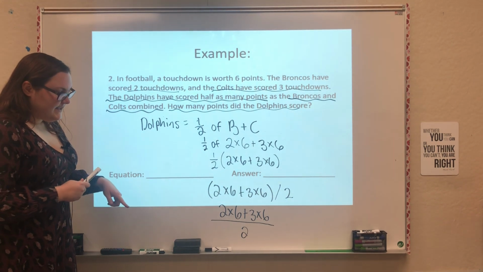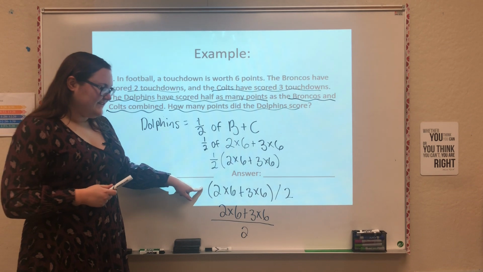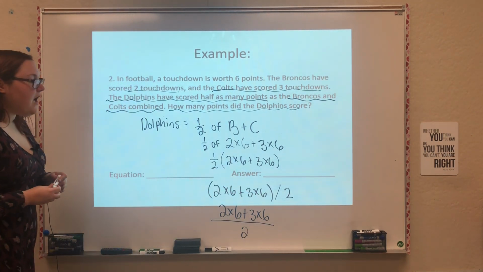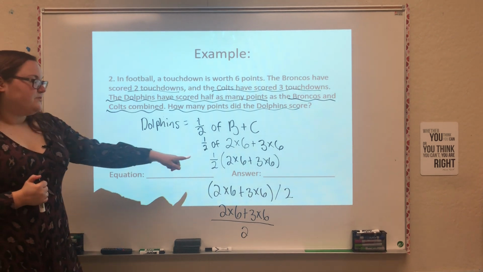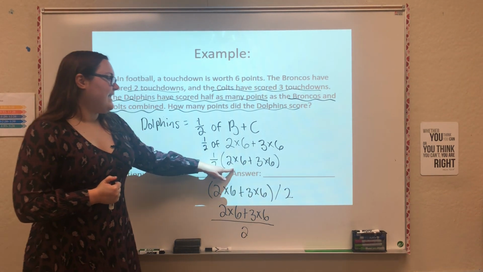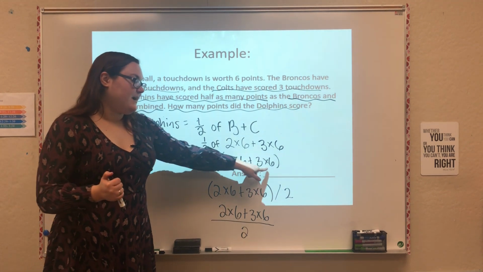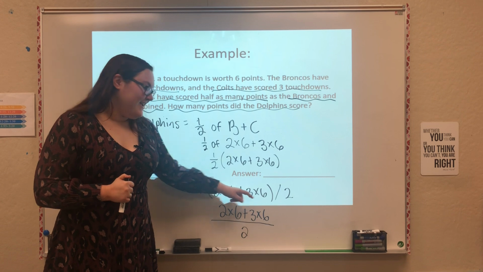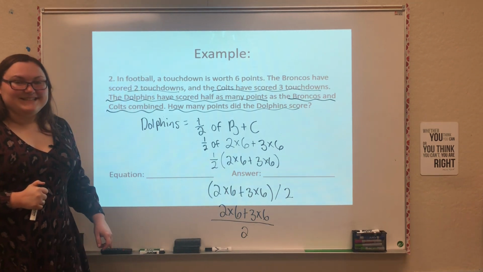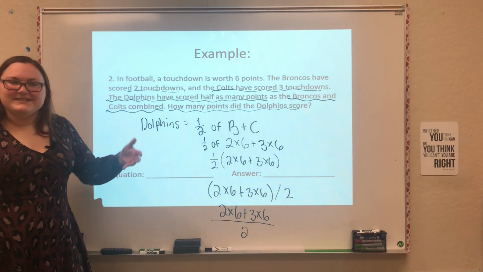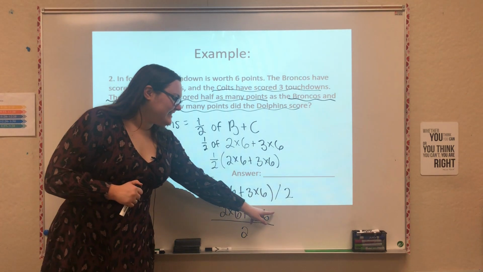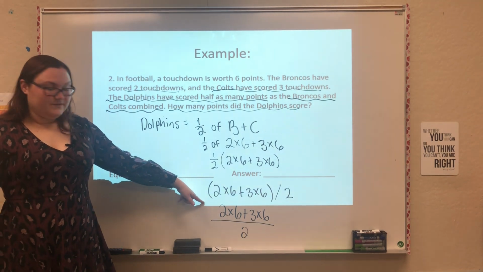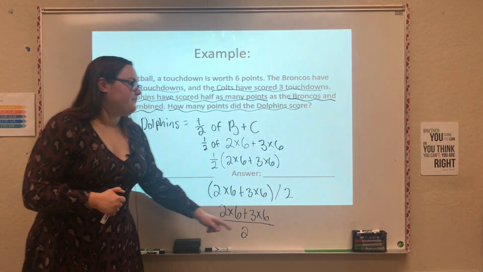For all of these problems I've written, this one and this one and this one, when we go to actually do the math, all of them are going to start off by doing this part right here. Finding how many points the Broncos got and how many points the Colts got. This last one isn't using parentheses, but remember that idea of doing grouped things first. All of this is together at the top of that division problem. We're going to have to figure out what that equals before we can divide by 2.